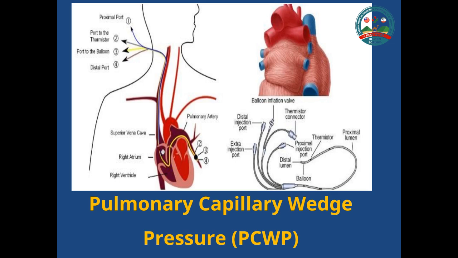The distal port lies in the pulmonary artery and measures PAP. The balloon port is used for brief inflation during the wedge maneuver, and the thermistor measures temperature for cardiac output calculations. With the balloon inflated, the catheter tip occludes a small pulmonary artery branch, allowing us to obtain an indirect measurement of left atrial pressure, what we call the PCWP.